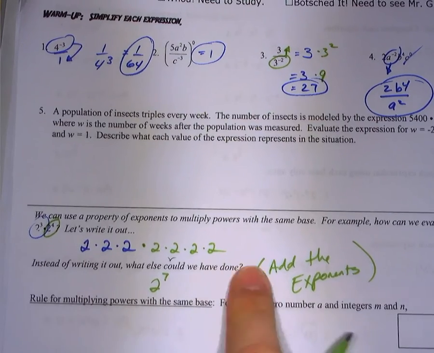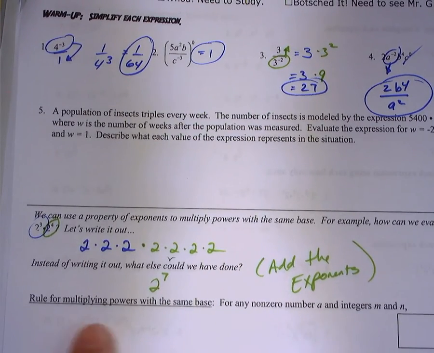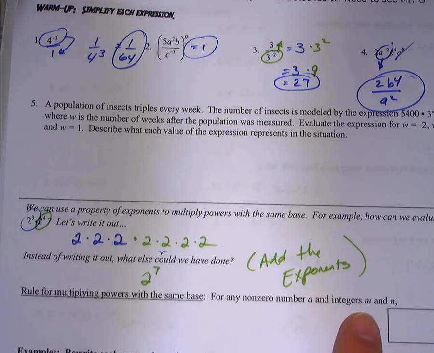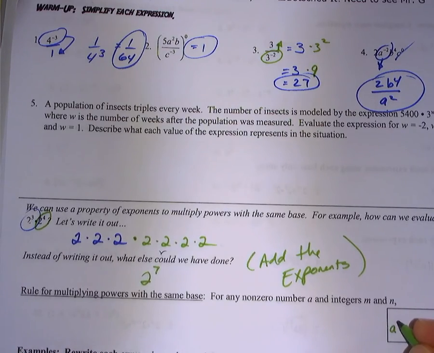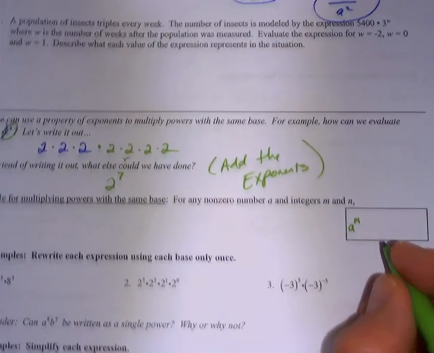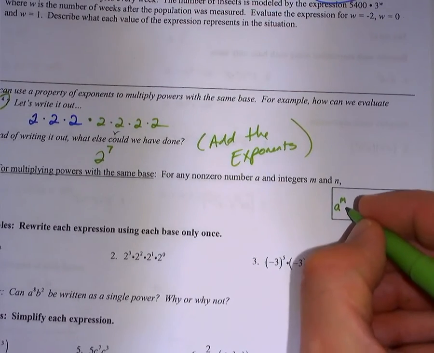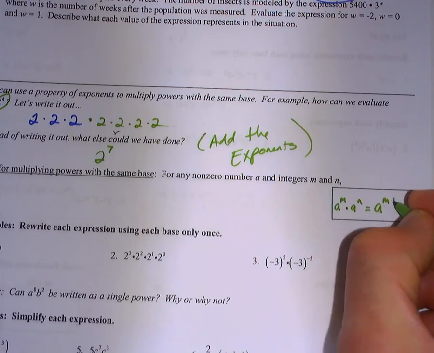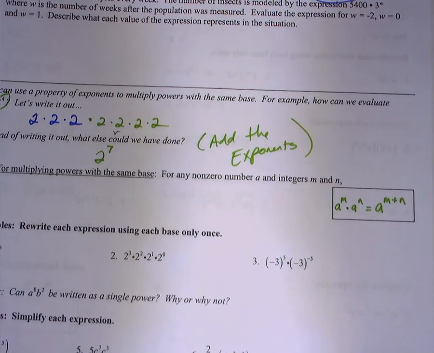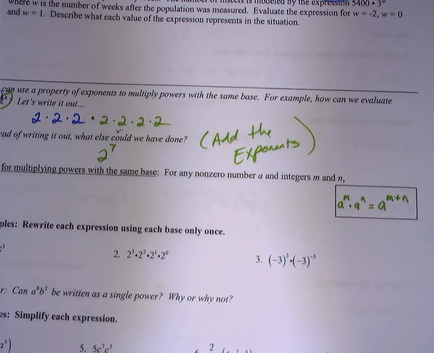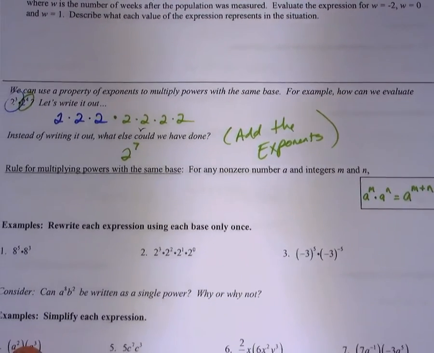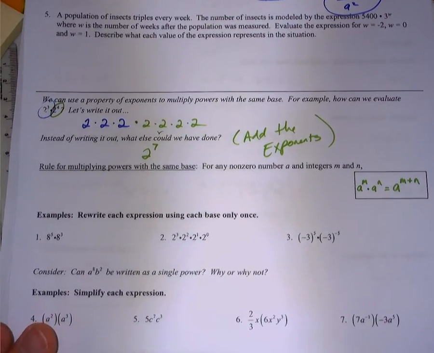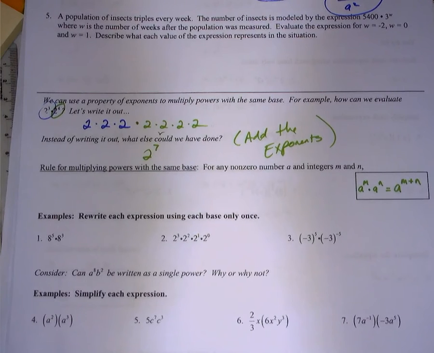And this is the reason why. Okay? So rules for multiplying powers with the same base, for any non-zero a and integers m and n. So if I have a to the m, let me roll it down here so you can see it. If I have a to the m times a to the n, that simplifies to a to the m plus n. We just add those exponents. You guys good with that? And that only works if the bases are the same.